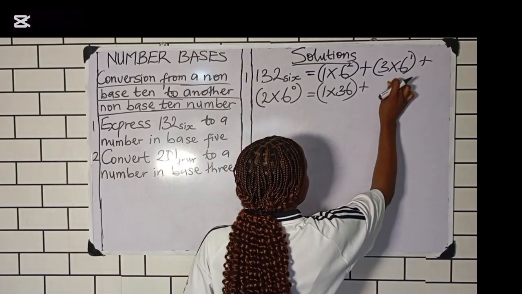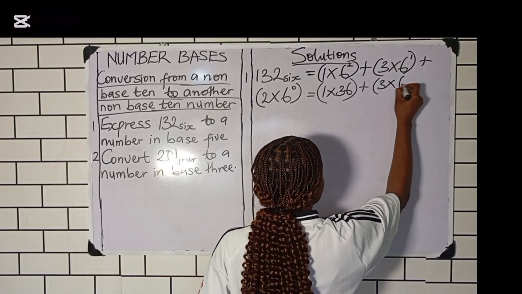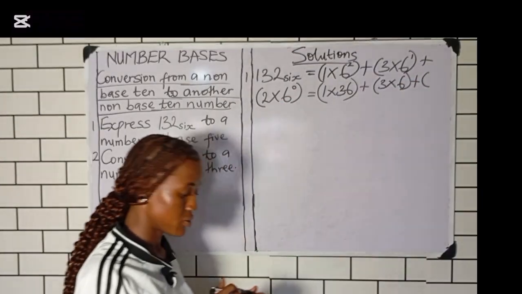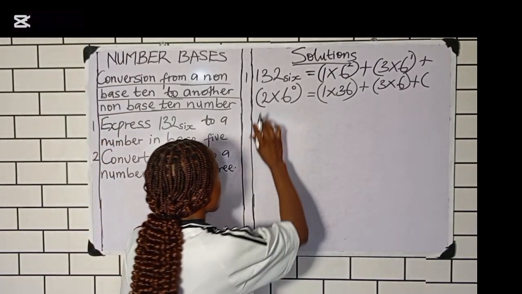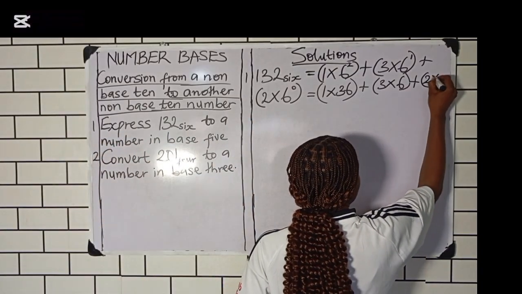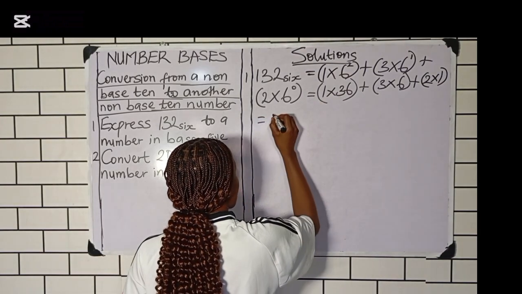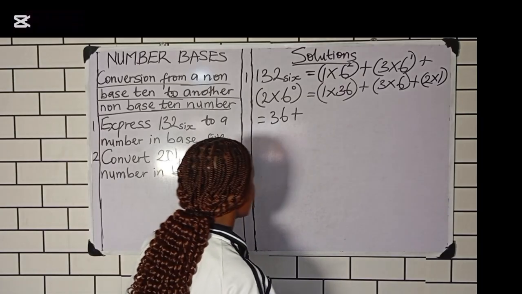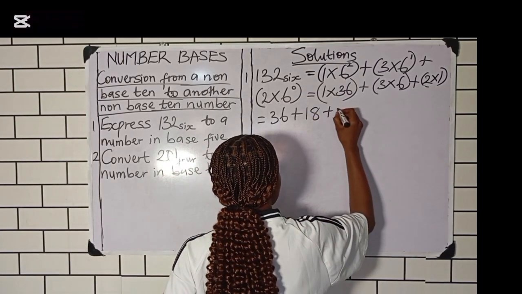plus 6 raised to power 1 is the same thing as 6, 3 times 6, plus bracket 6 raised to power 0. Remember, any number raised to power 0 is the same thing as 1. We have 2 times 1. Now this will give us 36, plus 3 times 6 will give us 18, plus 2 times 1 will give us 2.